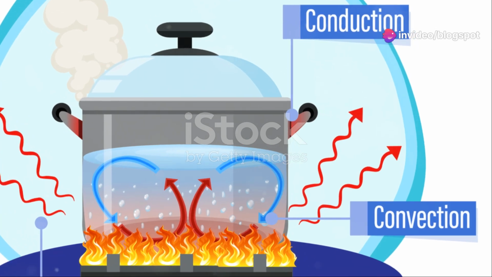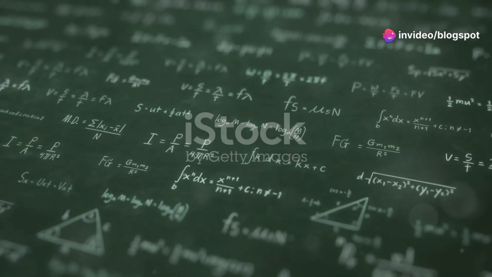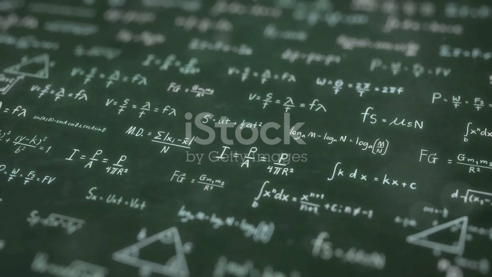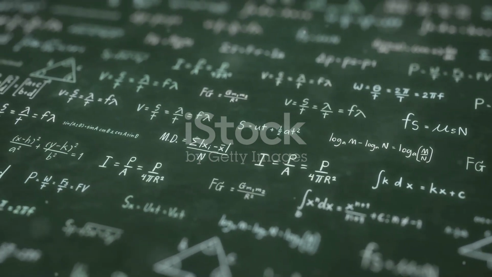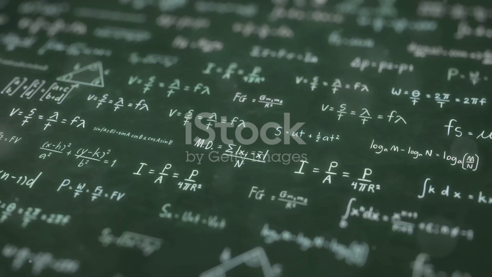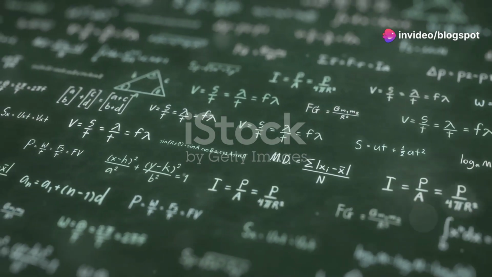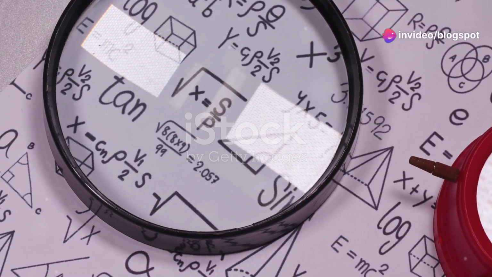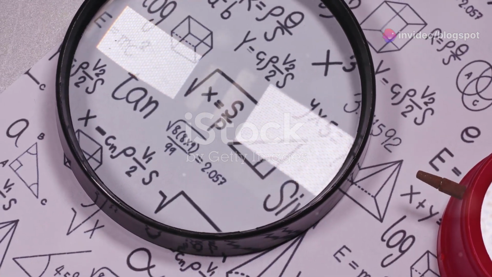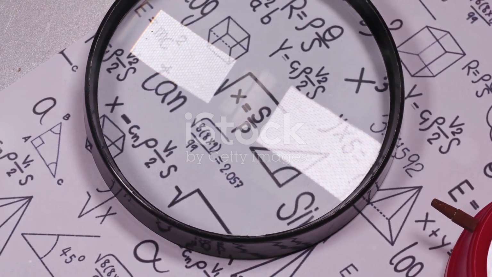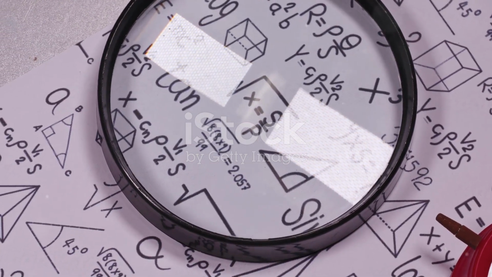Now, let's solve this. First, identify the knowns. The mass, m, is 50 grams. The specific heat, c, is 4.18 joules per gram per degree Celsius. And the change in temperature, delta T, is 80 degrees Celsius minus 20 degrees Celsius, which equals 60 degrees Celsius.